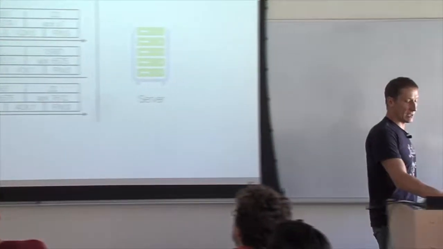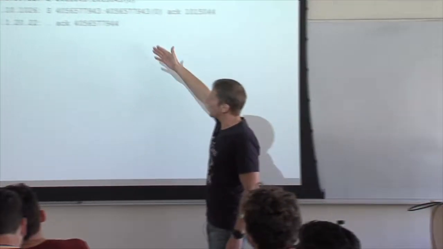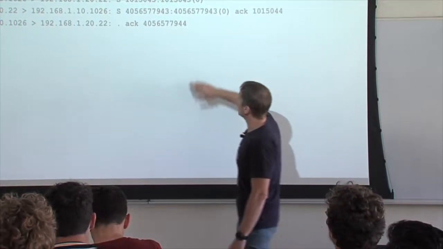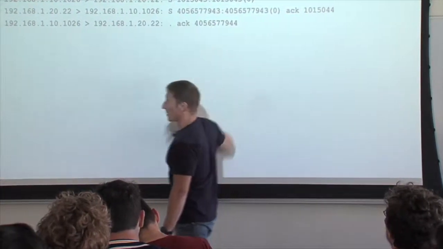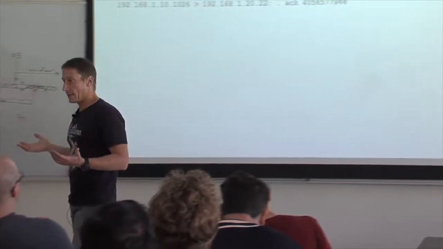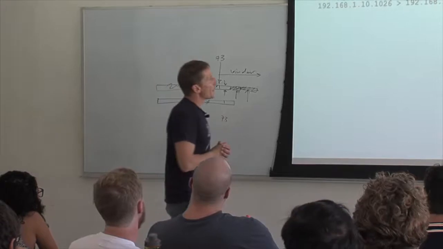That's how it looks graphically, and this is your classic tcpdump trace. You can see that there's a SYN, a SYN-ACK, and an ACK. These numbers are very big. They're 4-byte integers, so they can vary quite a bit.